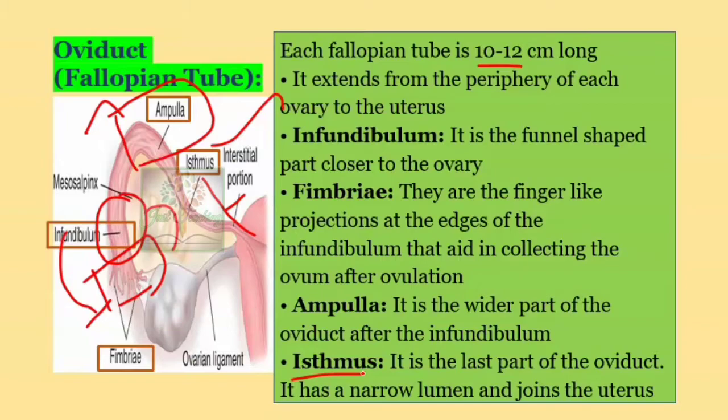Let me say what the function of the fallopian tube is. It will collect the ovum from the ovary and transport it to the uterus. So the ovary will release the ovum, that ovum will be collected by the fallopian tube and it will be transported into the uterus. This is the function of the oviduct or the fallopian tube. I hope you understood the fallopian tube.